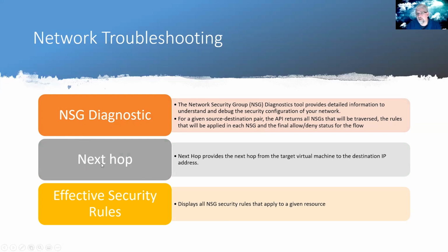Next hop. This is basically a trace route. You're going to put in where you're trying to go, and it's going to tell you what the next thing you're going to hit is. This is good if you are troubleshooting UDRs, route tables, things like that. Effective security rules. This is a little bit different than the NSG diagnostic because this will actually give you all the rules inbound and outbound.